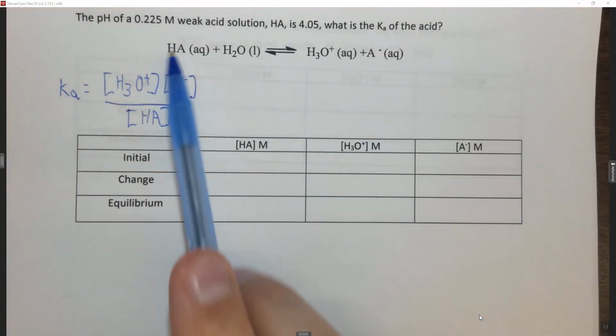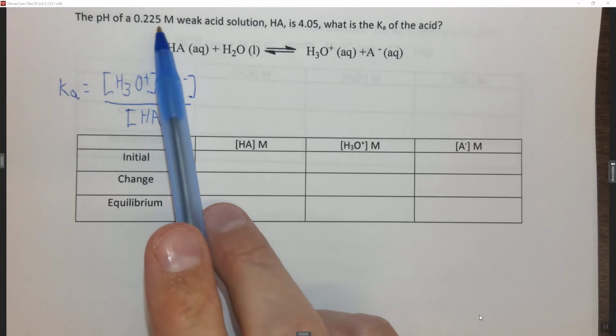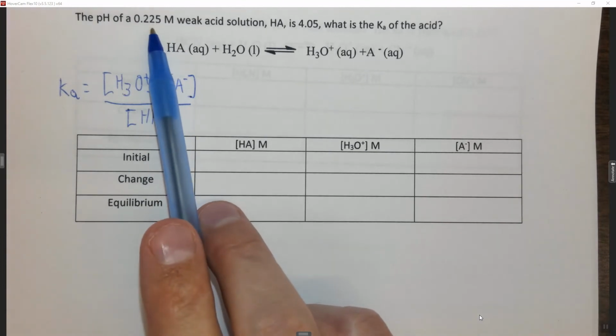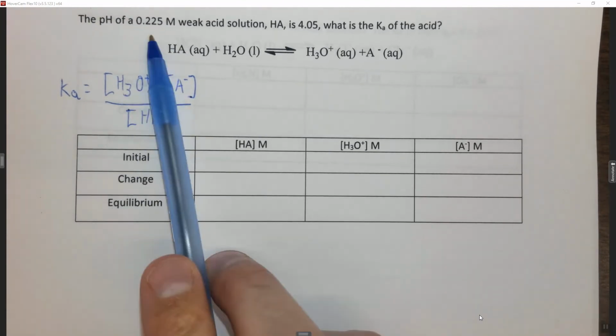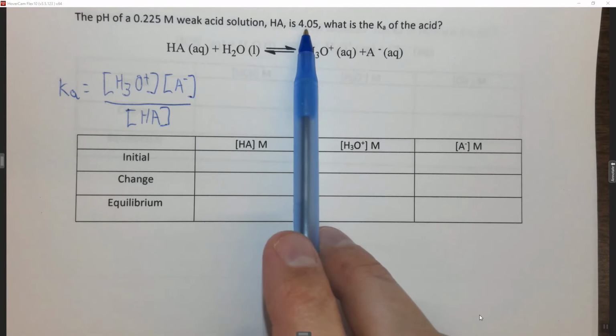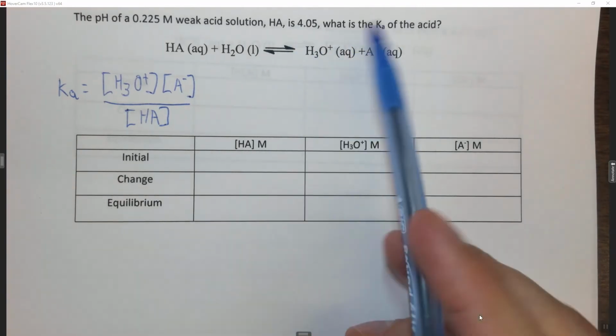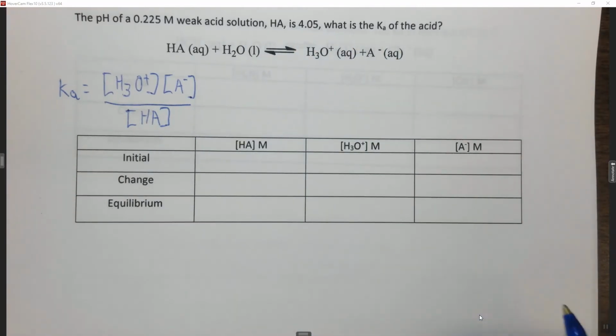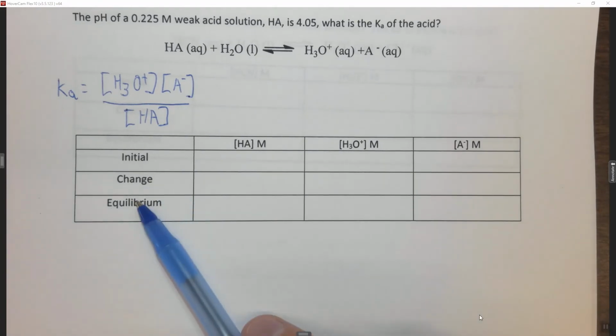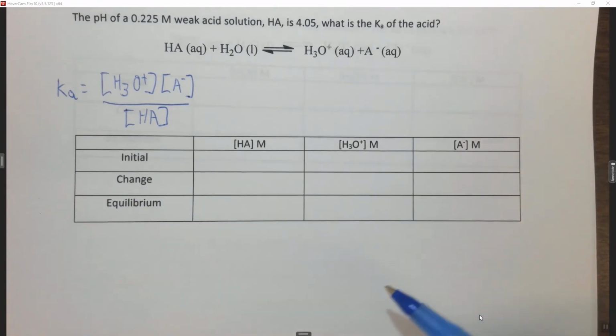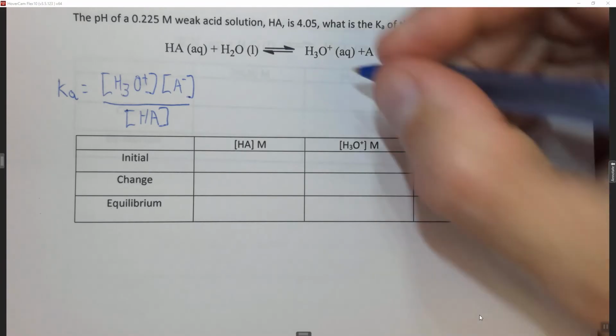So in this case, we're given the initial concentration of HA, and we're also given the pH, and then we're asked for the Ka of the acid. So in this case, we're actually able to find the change in concentration. If you haven't watched the previous question, it's a good idea to do that. And how can we do that?